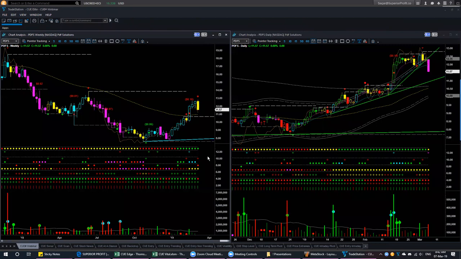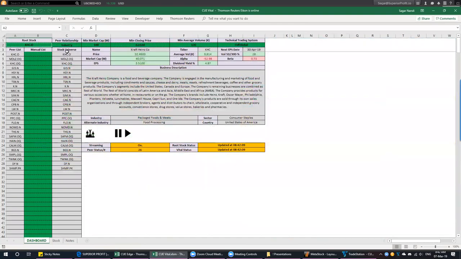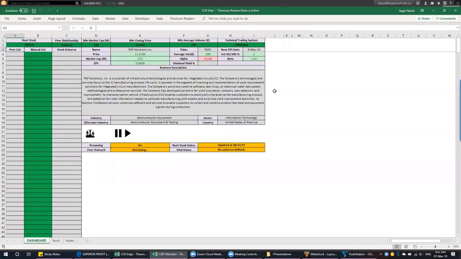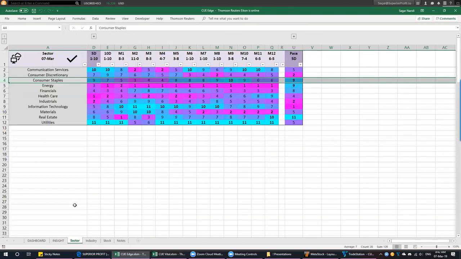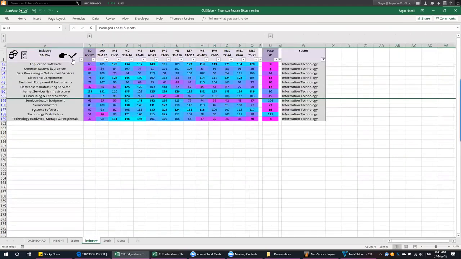Last step would be to look at the industry strength. Why don't we look at that? The stock was in PDFS. Right? You can do a peer analysis of that. PDFS.O. Semiconductor equipment industry. I can go to QH. It is in technology sector. I can start from technology sector itself. Infotech. Drill down using the check mark button. Semiconductor equipment.